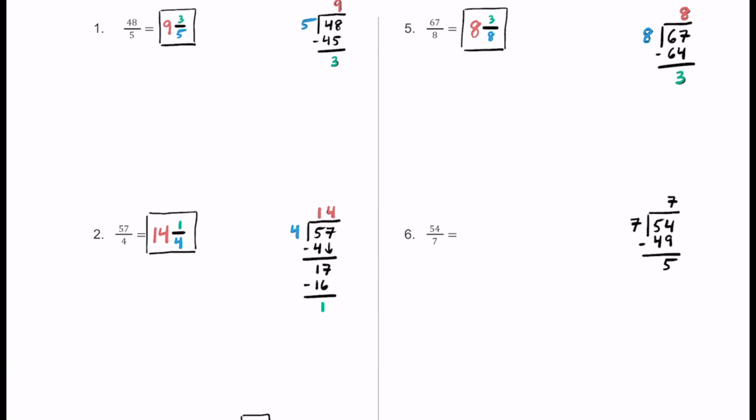Right? Now what was the quotient? The quotient was 7. It went in 7 whole times. The remainder here was 5, so that's going to be the new numerator. And then on bottom, we have the number 7. That's going to be the divisor. That's going to be the same denominator that we started with. So we have here that this 7 and 5/7 would be the mixed number version of 54/7.